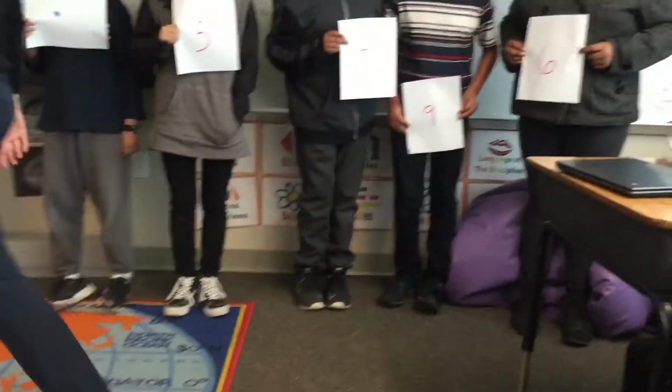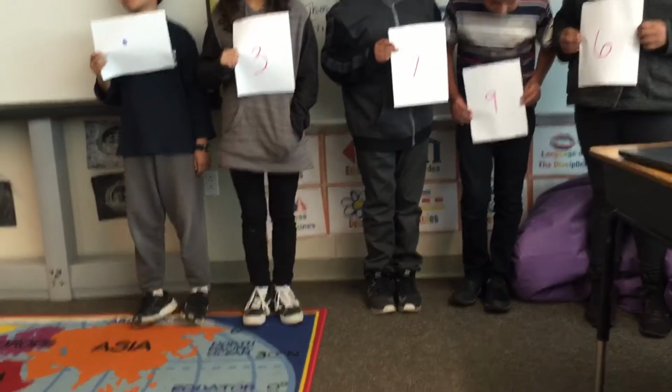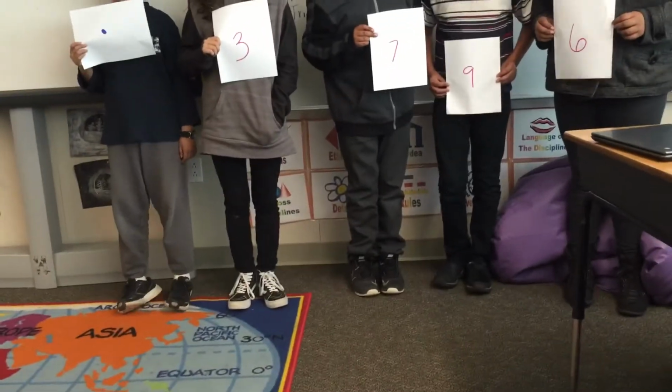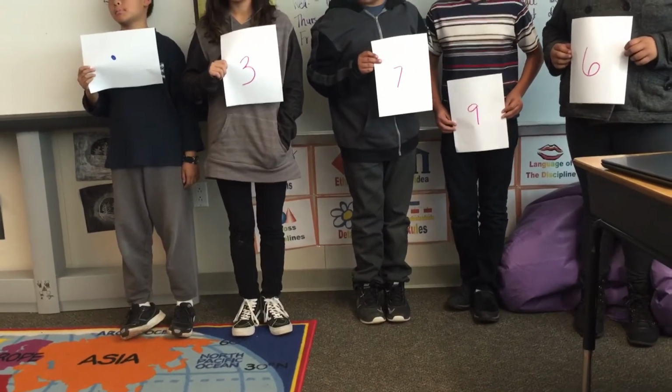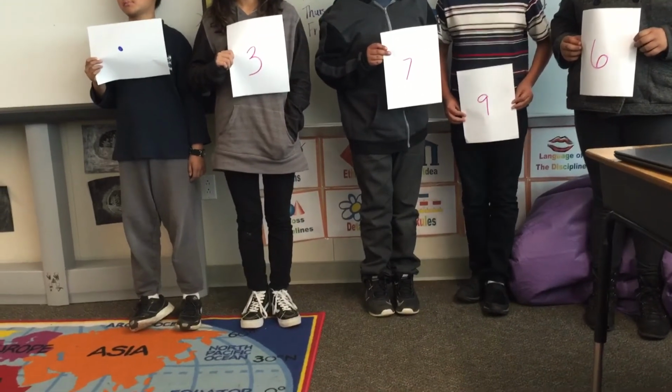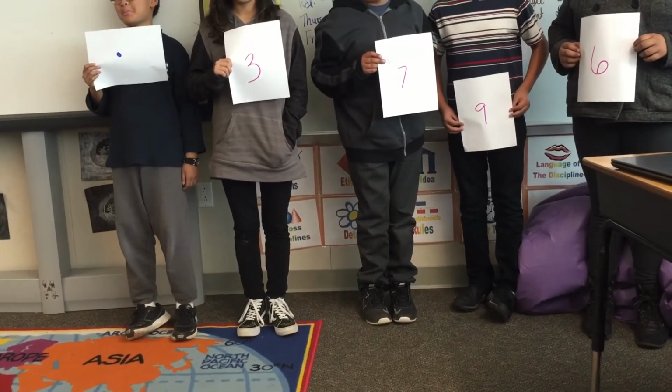So each piece of string would be 3,796 10,000ths if you divided the 379 and 6/10 by 1,000.